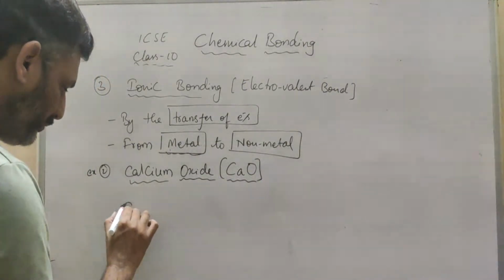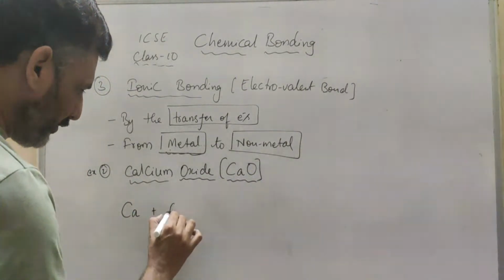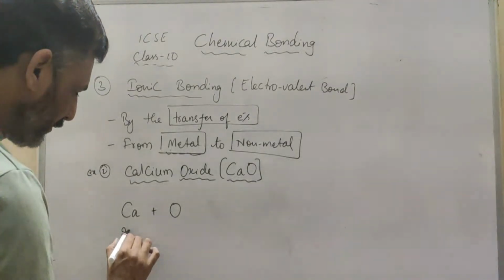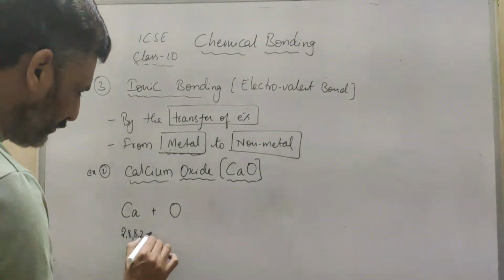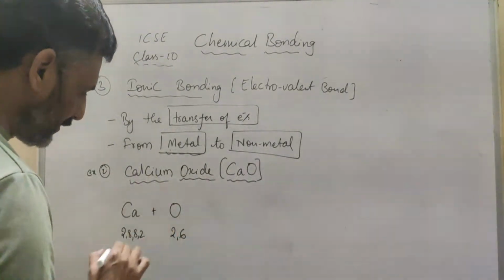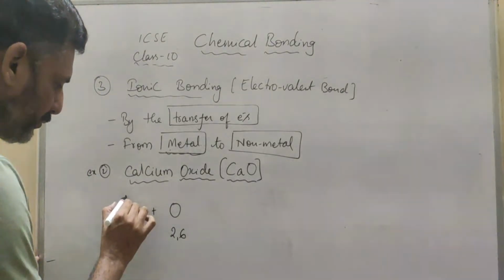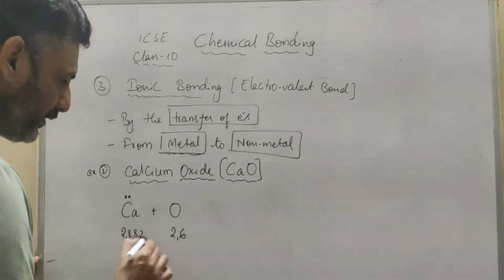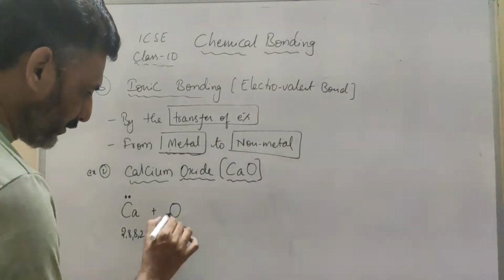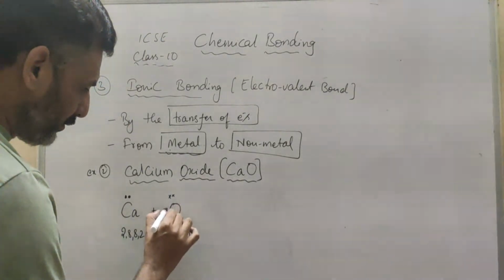CaO means 1 calcium atom, 1 oxygen atom. So calcium's electronic configuration is 2, 8, 8, 2, oxygen 2, 6. So this calcium has 2 valence electrons. We show 2 electrons here. Oxygen has 6 valence electrons. So 6 valence electrons we put 6 dots.